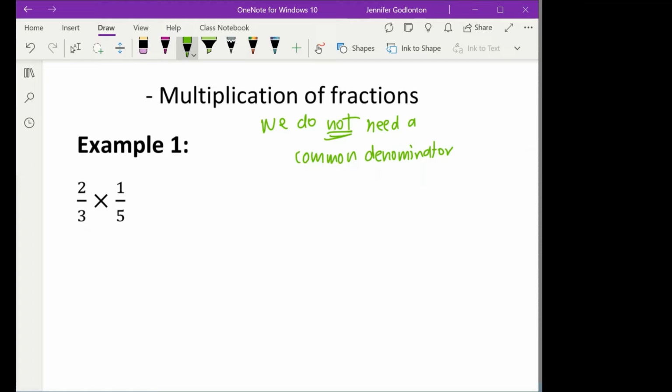Kian's saying we multiply the 2 by 1, and then what else do we have to do? Well done. Nice. Good. Okay, so when we do multiplication of fractions, we multiply our numerators and we multiply our denominators. So we have 2 times 1, which is 2, and at the bottom we have 3 times 5, which is 15.